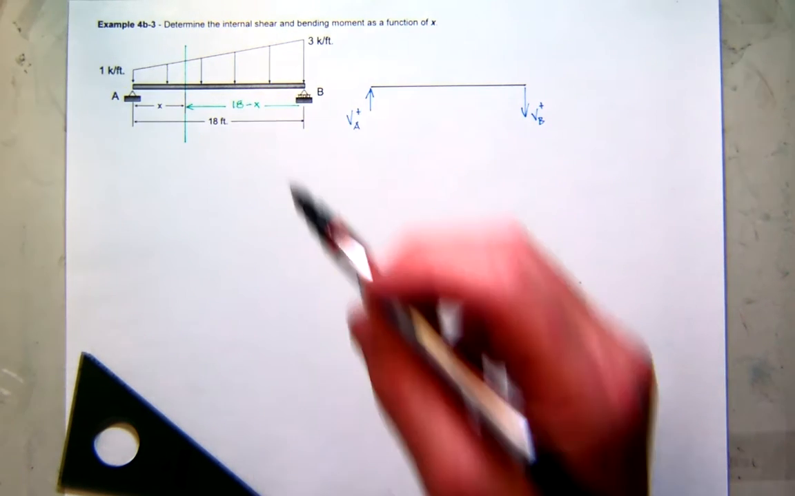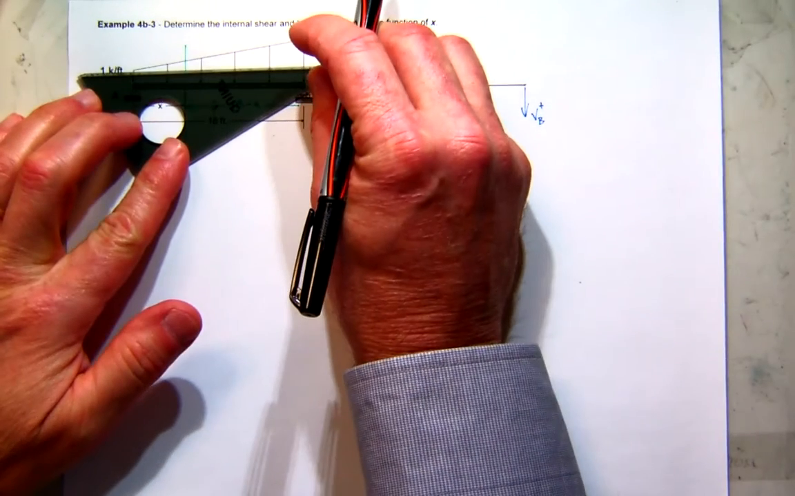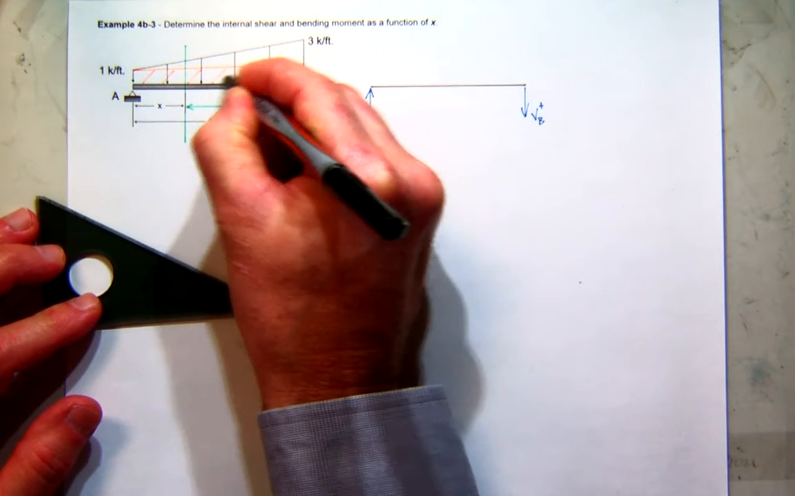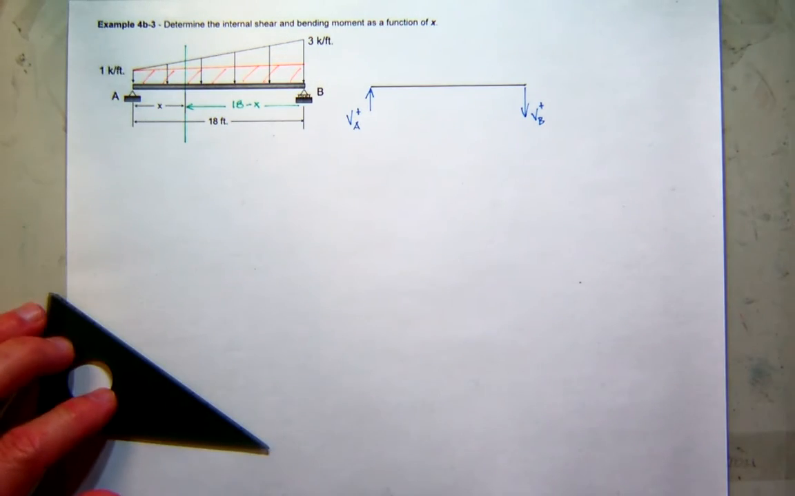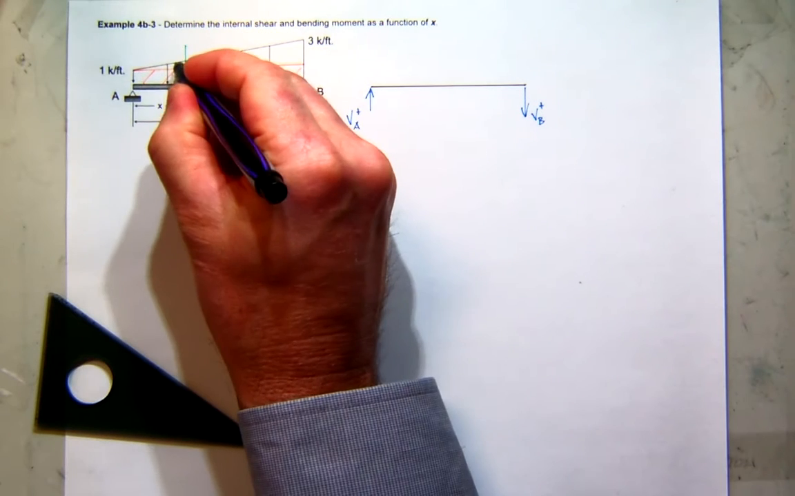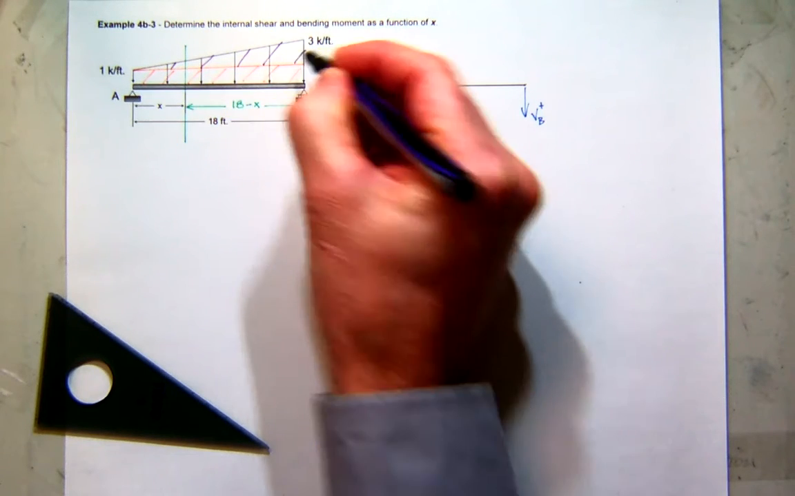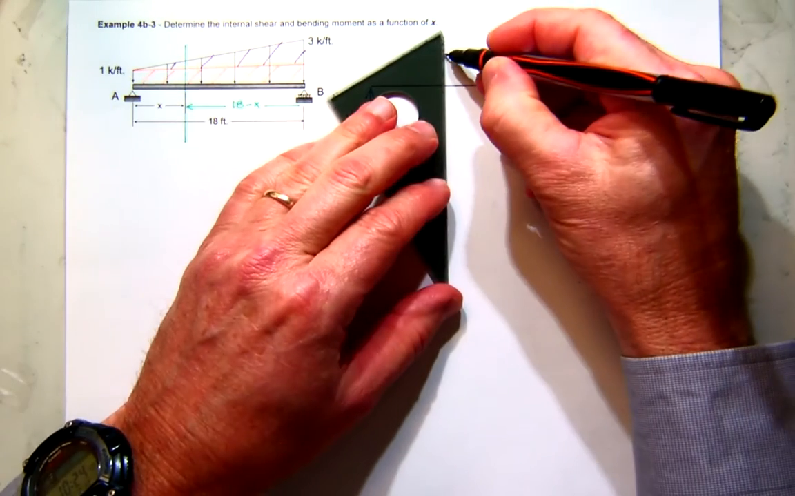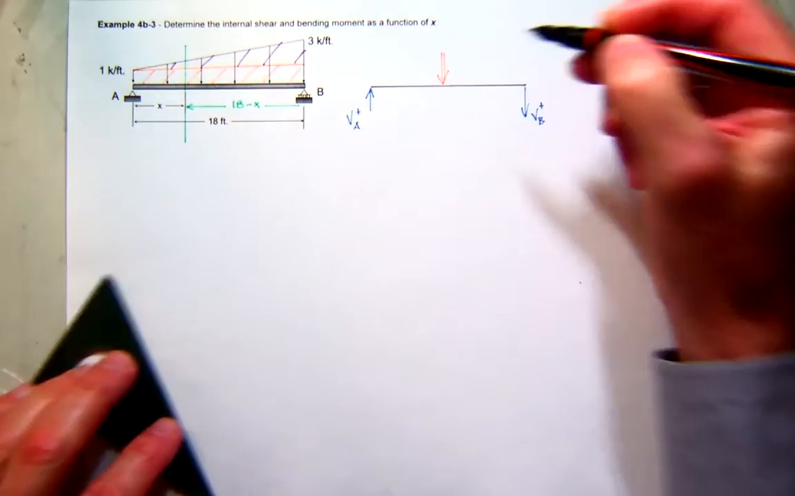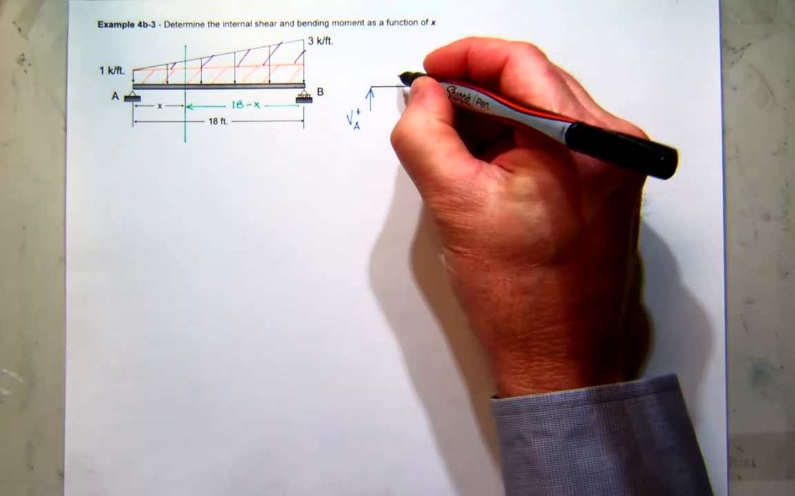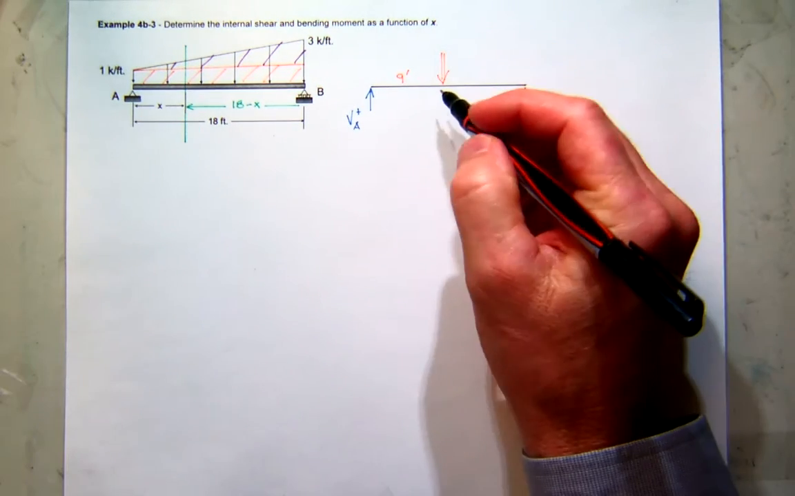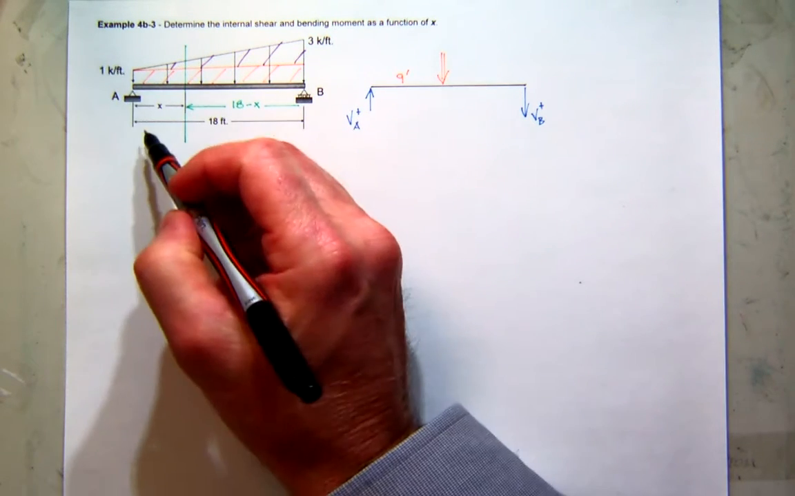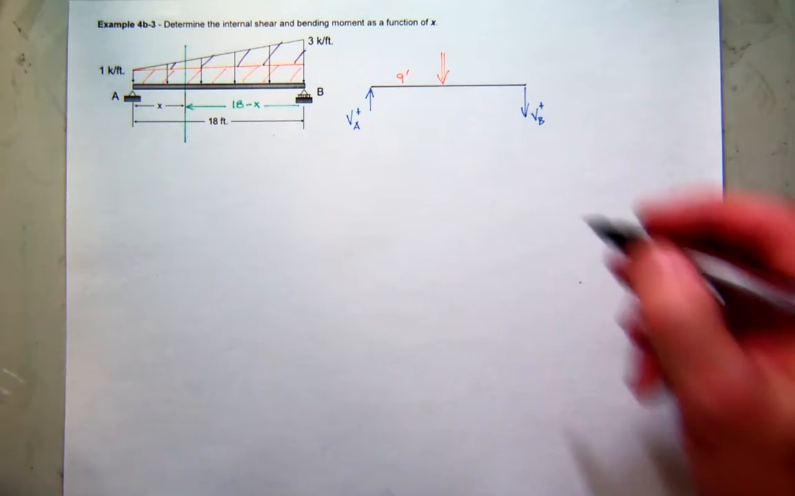I think it's going to be a little easier for us to break this up into a rectangular piece, and I'll do a different color just so you can maybe see it, and then a triangular piece. So the rectangular piece is going to act right in the middle. And I know it's 18, so I know that'll be 9 feet from A. And what's going to be the value of this rectangular portion? Yeah, the base is 18 times the height of 1, so it's just going to be 18 kips.